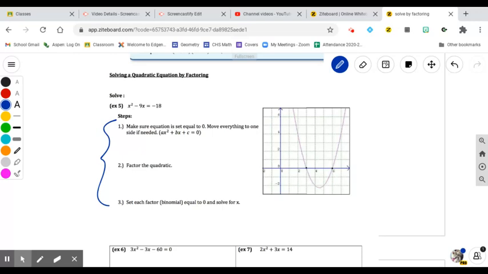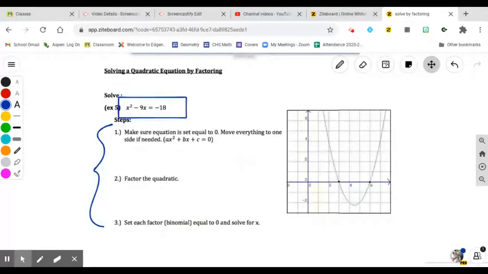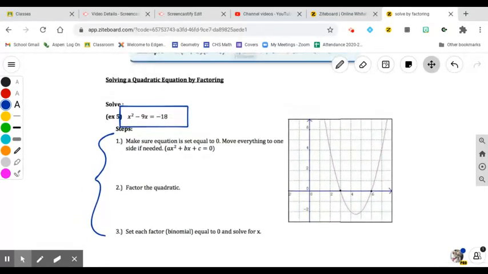So this is what your equation may look like. You may have terms on both sides of the equal sign. Sometimes everything's on one side, sometimes it's not. In order to solve by factoring, our first step, super important, is that everything needs to be on the same side. I wrote it as, make sure your equation is set equal to 0. Ours is set equal to negative 18 in this example. If it's not equal to 0, you use algebra to move everything to one side.